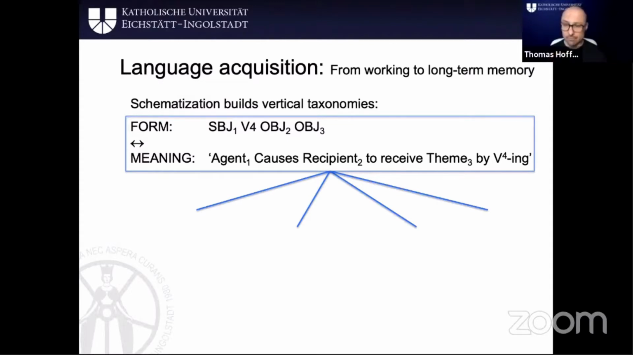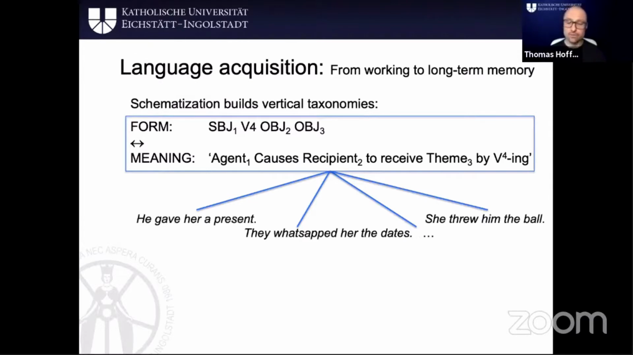This particular template, this particular form-meaning pairing, is acquired through input. So there's type frequency, kids hear: he gave her a present, they WhatsApped her the dates, she threw him the ball. And from a usage-based perspective, these wouldn't be lost just because you create a schema, but you identify the similarity. There's a process of analogy that sees in all of these, the subject is an agent, the first object is a recipient, and the second object is a theme that the recipient gets in one way or another. So you generalize to this schema.